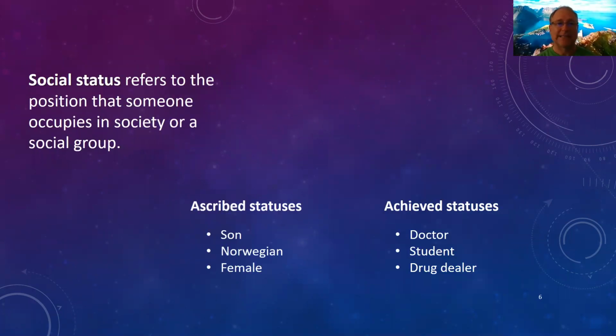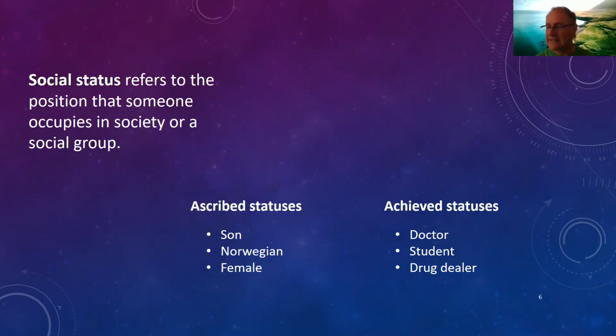Social status refers to the position that someone occupies in society or a social group. And there are 2 types of statuses, ascribed and achieved. Ascribed statuses refer to a social position a person receives at birth or takes on involuntarily later in life. Examples include son, a native-born Norwegian, and a female.